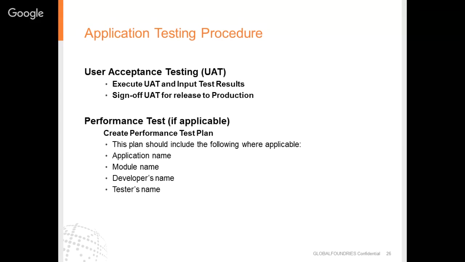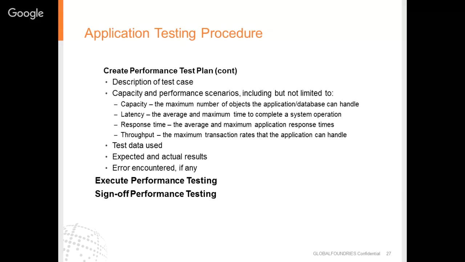This plan should include the following where applicable: application name, module name, developer's name, tester's name, description of test case, capacity and performance scenarios, including but not limited to capacity, the maximum number of objects the application or database can handle; latency, the average and maximum time to complete a system operation; response time, the average and maximum application response times; and throughput, the maximum transaction rates that the application can handle.